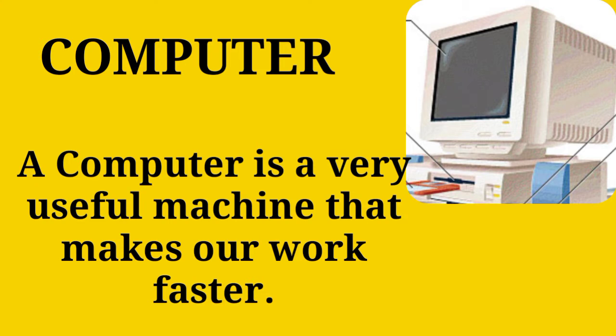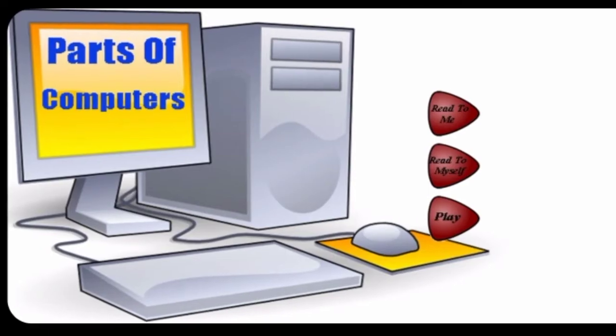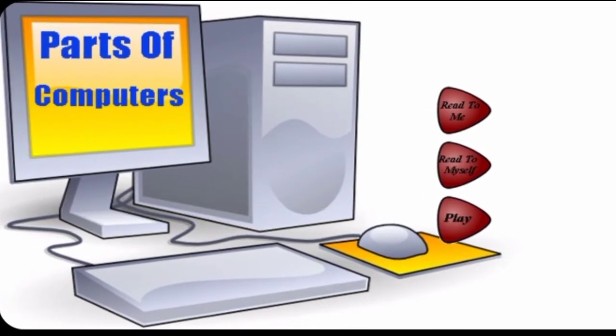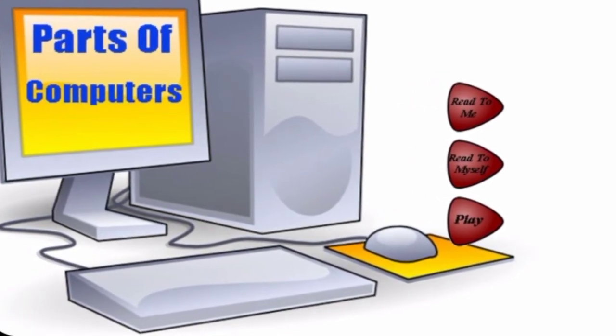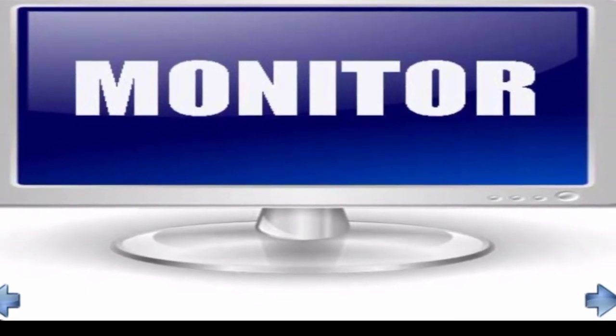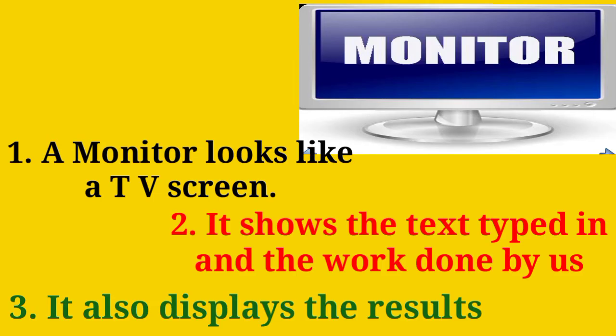Let's start. A computer is a very useful machine that makes our work faster. Now, parts of computer. The first part is monitor. A monitor looks like a TV screen. It shows the text typed in and the work done by us. It also displays the result.